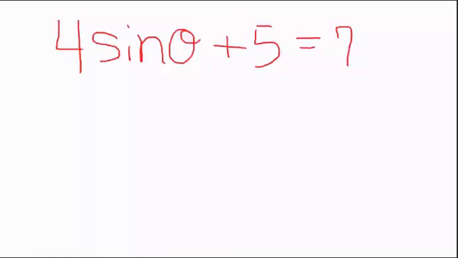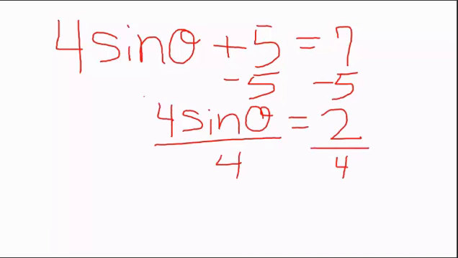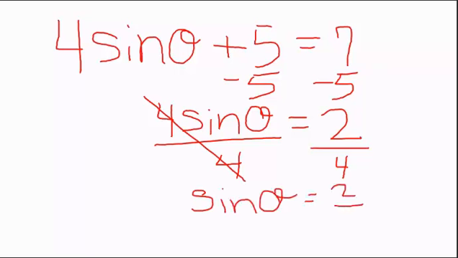Our goal is to get sine theta by itself on one side of the equation. So to do that, first we are going to subtract 5 from both sides. That will leave you with 4 sine theta equals 2. Then you divide both sides by 4, which gives you sine theta on one side and 2/4 on the other side. 2/4 then reduces into 1/2.